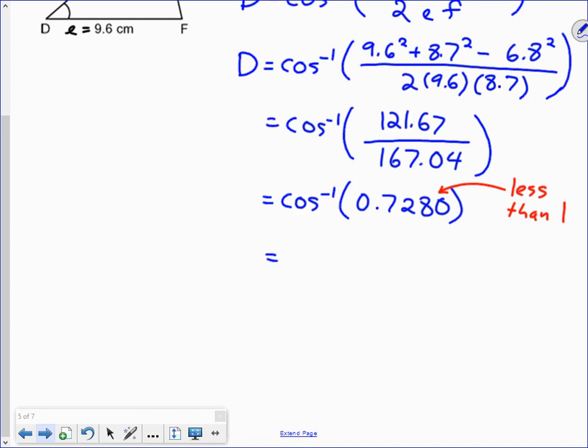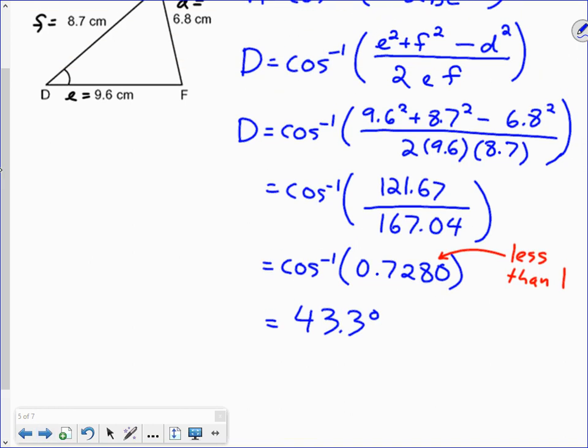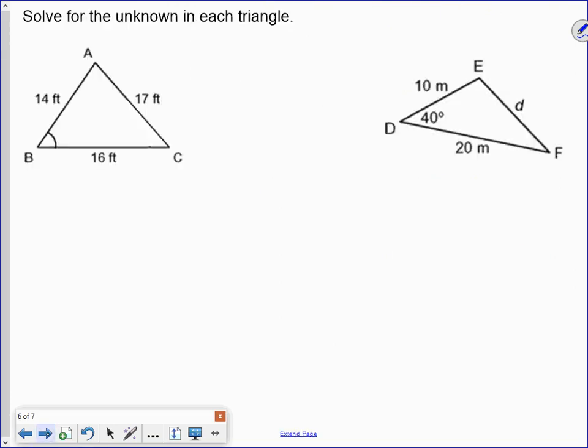All right, inverse cosine of that gets us 43.3 degrees. And yeah, that makes sense. That angle looks like it's about 43.3 degrees. Okay, so that's the cosine law for solving for an angle. So let's do 2 last examples here, just to make sure we've got this down.